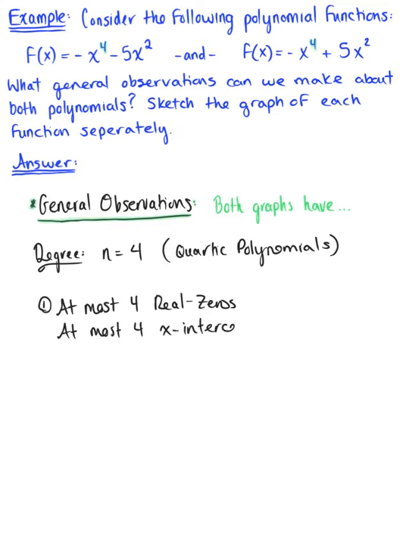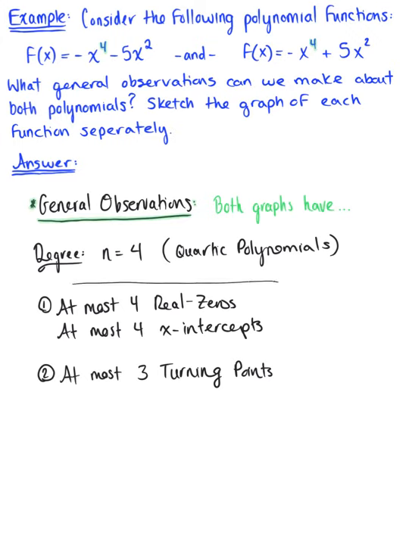And the second general observation that we can make is that the graph of both of these polynomial functions will have at most 4 minus 1, or 3, turning points. So this is not the exact number of turning points necessarily. This is just the maximum number of turning points. Now, in addition to these two observations, what else can we observe by looking at both of these polynomials? We see that, hey, they have the same leading term.